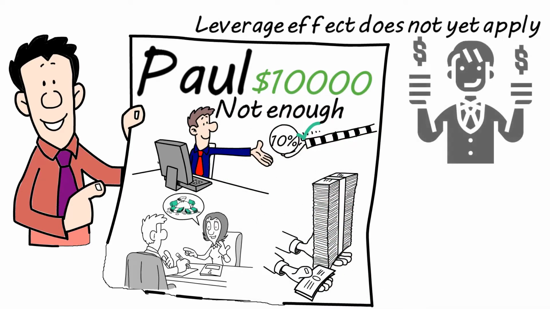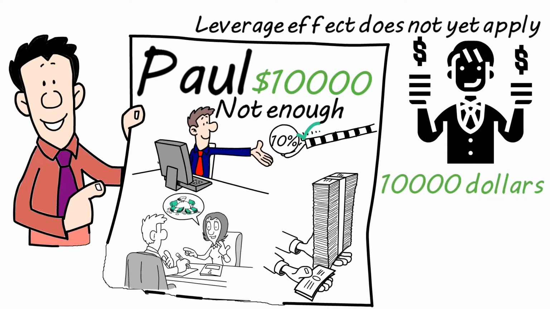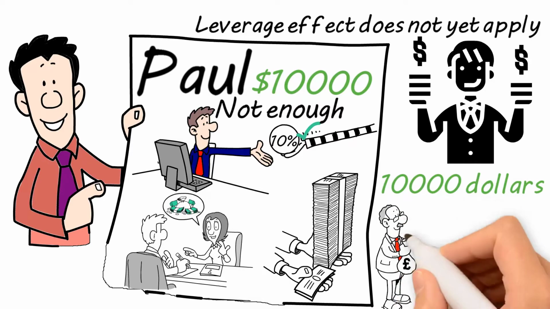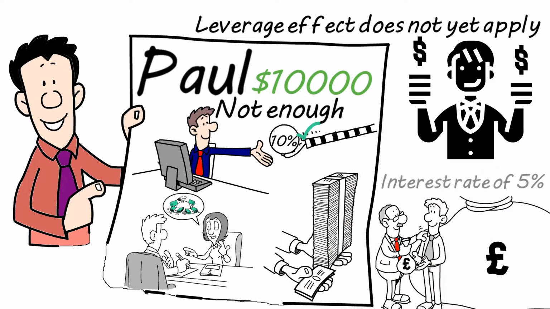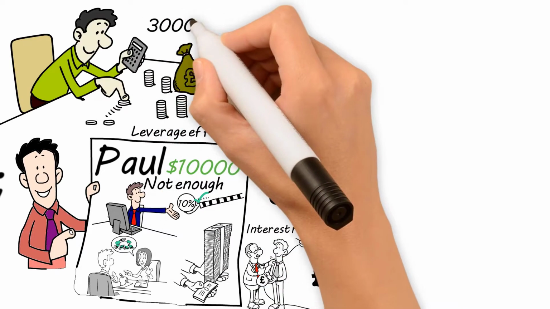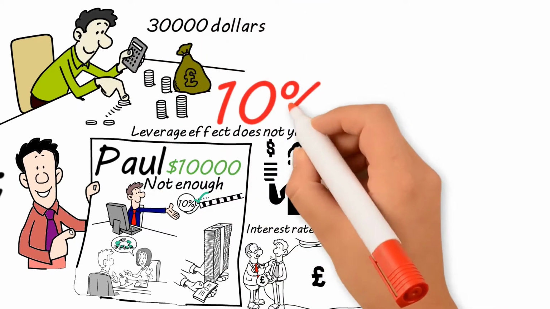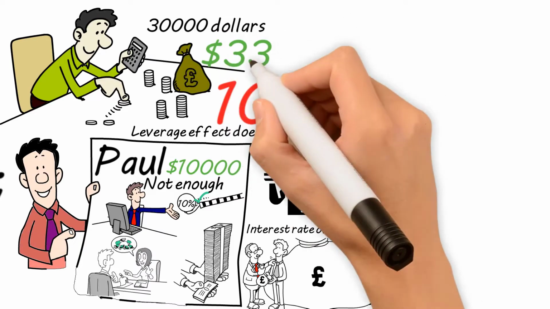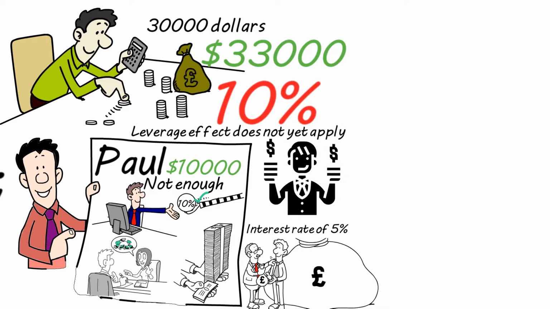Therefore, he uses the leverage effect to generate a higher return on equity. In addition to the $10,000, he takes out a loan of $20,000 for an interest rate of 5%. So in total, Paul now invests the initial capital of $30,000 at a return of 10% and owns $33,000 at the end of the project.